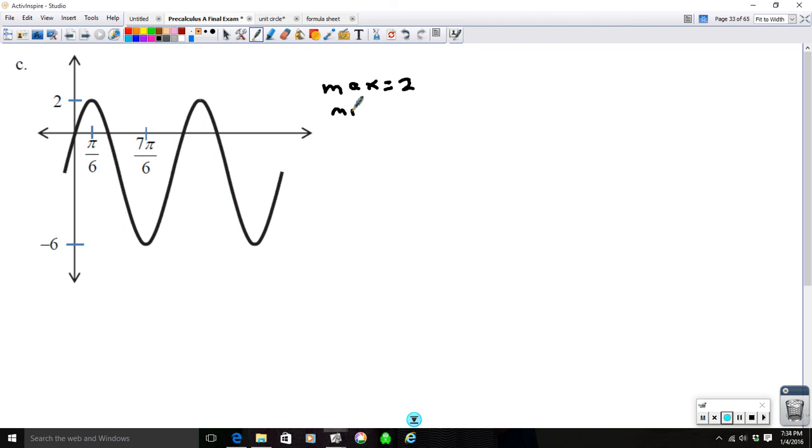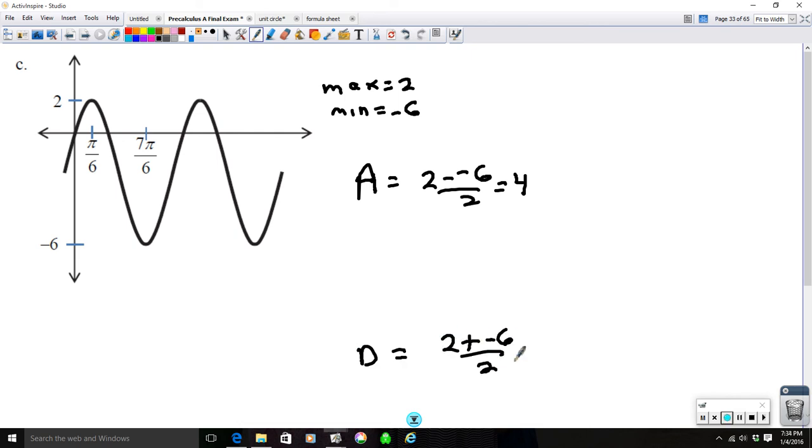Your minimum is at negative 6. And again, A is going to be max minus min divided by 2. So A is going to be equal to 4. Your central axis is max plus min divided by 2. So it's negative 4 divided by 2, which is negative 2. So this here is your central axis, D. And that is at negative 2.